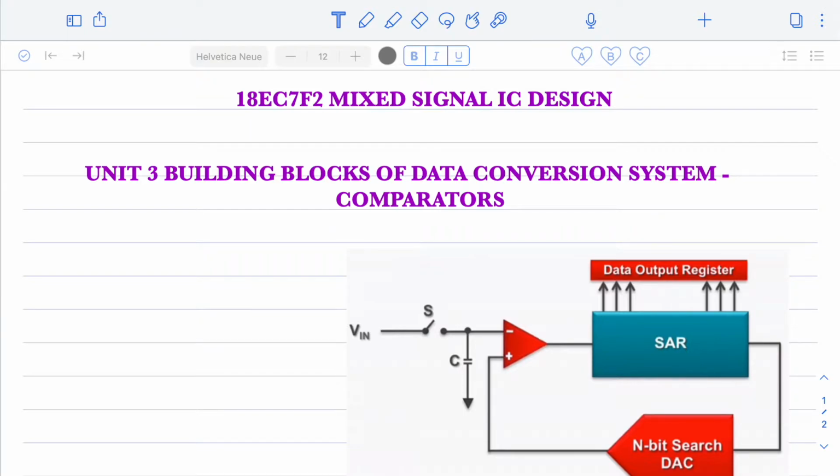zero nulling resistor to cancel or to nullify the effect of the right half plane 0. That is what we have done in unit 2. There are a few more other things we need to discuss in unit 2, but the main portion is done with unit 2. So today we'll go ahead and we'll start with another important building block of data conversion system. That is nothing but a comparator. Alright, so today the time what we spend, we'll be discussing more about comparators.